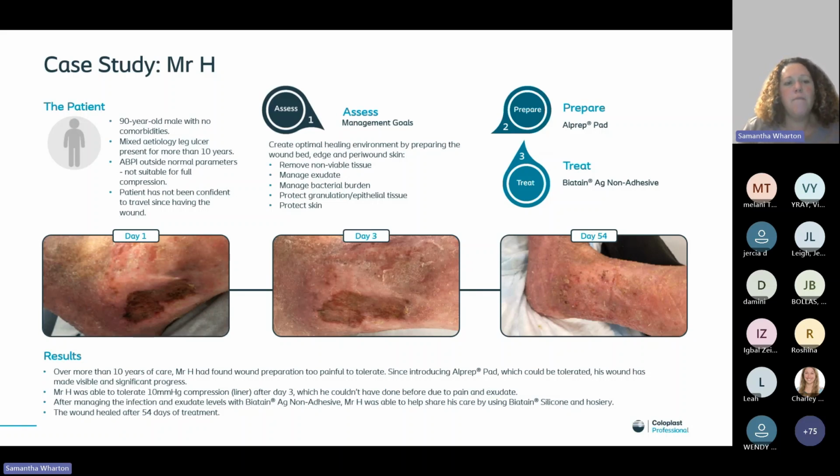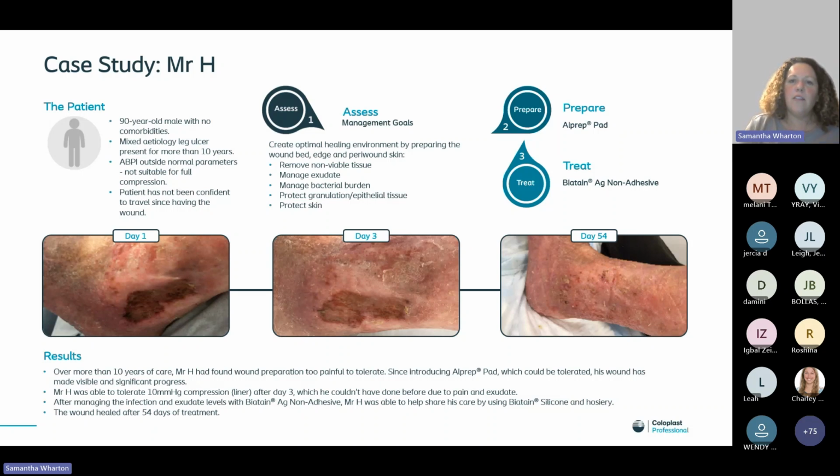So this is a 90-year-old male with no comorbidities. He had a mixed etiology leg ulcer that was present for more than 10 years. His ABPI was outside normal parameters, so he wasn't suitable for full compression. And he didn't have the confidence to travel since he'd had the wound. Like we say, he'd had it for more than 10 years. He was 90 years of age. So, you know, he missed out on 10 years of potentially going and traveling due to this wound.